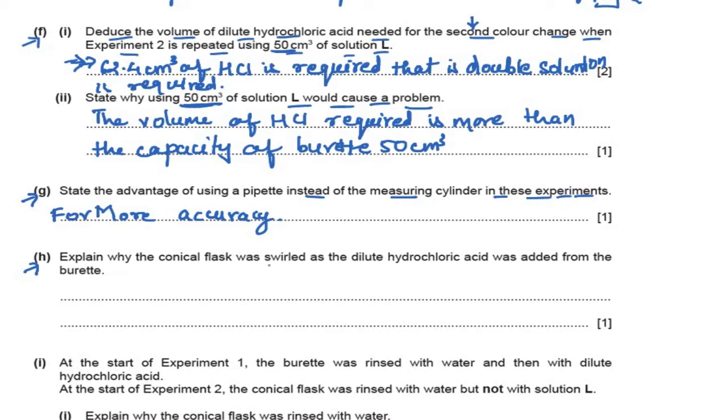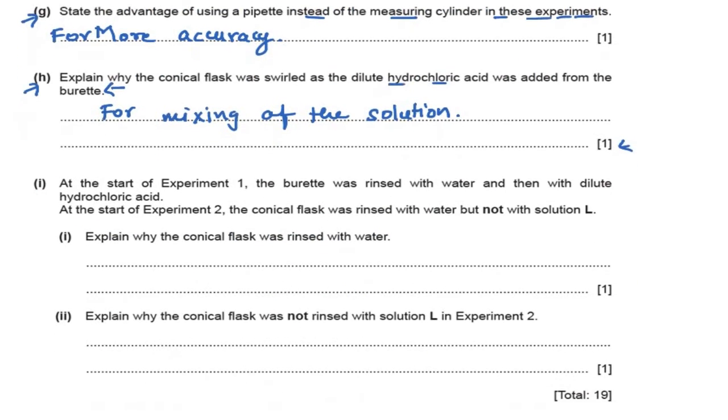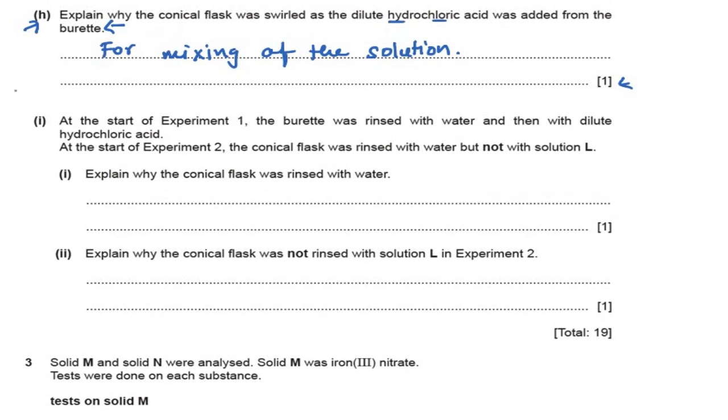Explain why the conical flask was swirled as the dilute hydrochloric acid was added from the burette. That carries only 1 mark, and the simple reason is for continuous mixing of the solutions. That's the only reason that we keep on swirling during the experiment, so that we get the exact color change at the proper volume.